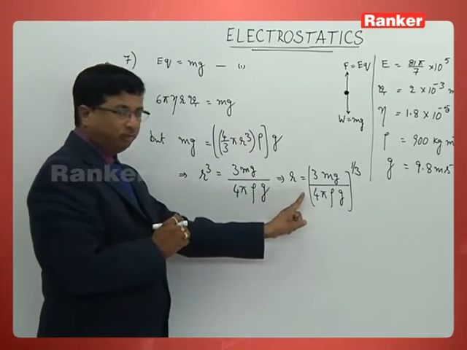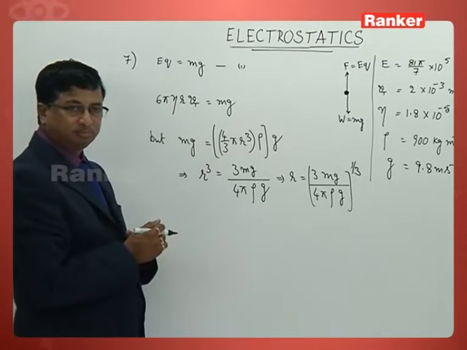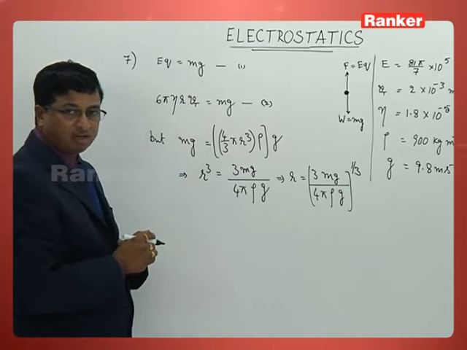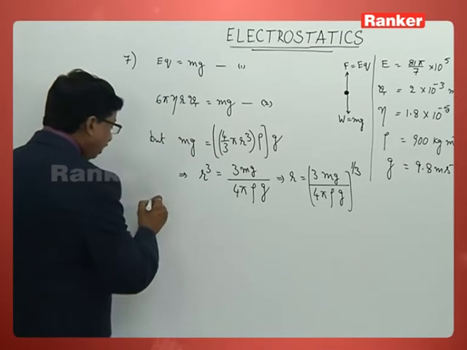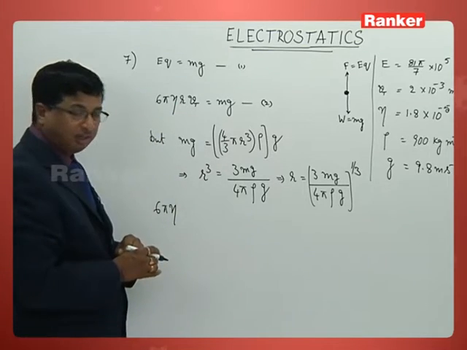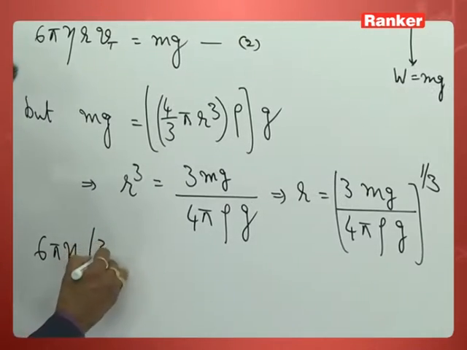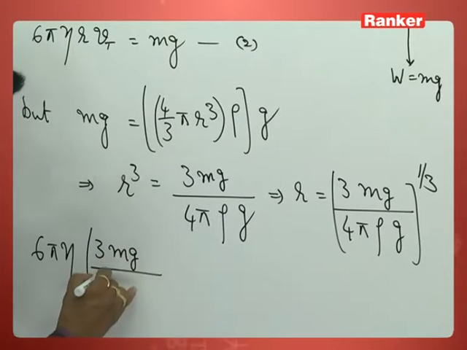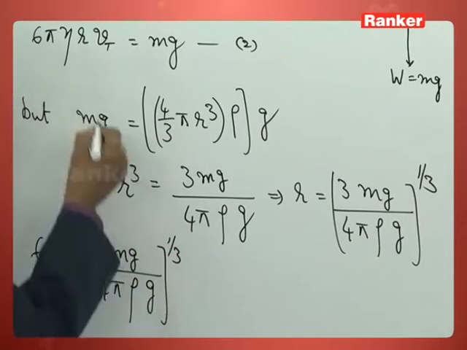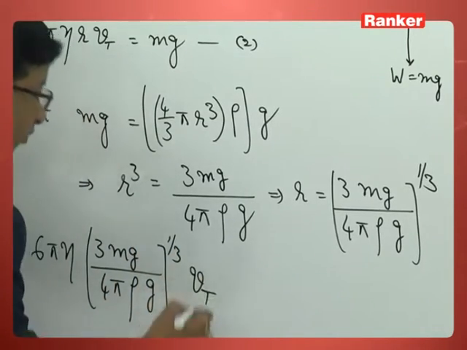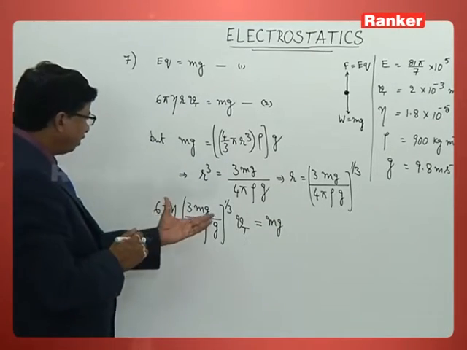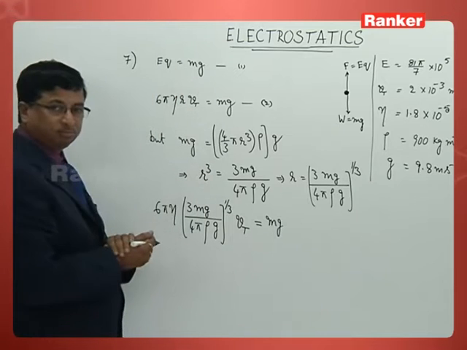This value, I now write it over here. So this equation, I substitute in my second equation over here. What is it I will be getting? Then 6 pi eta r into terminal velocity. R you write that one. It is (3 mg divided by 4 pi rho g) to the power 1 by 3 into terminal velocity, that is equal to mg here. But what actually we want here is the charge.